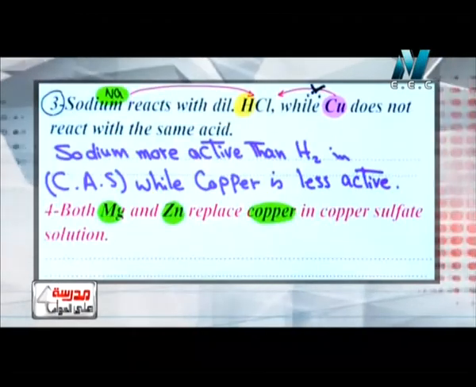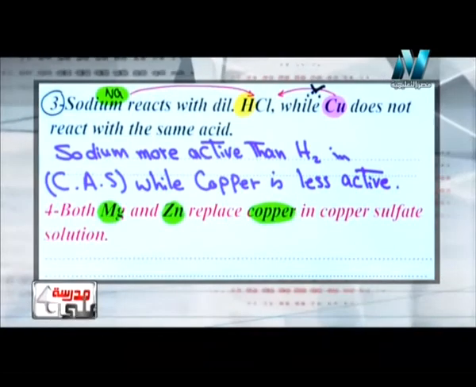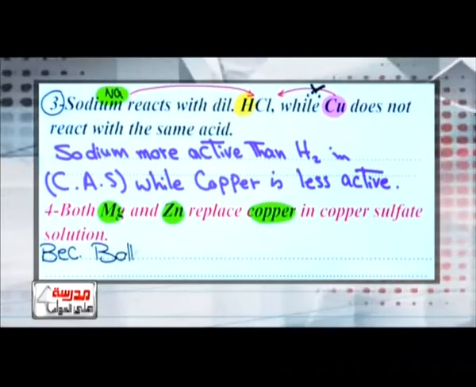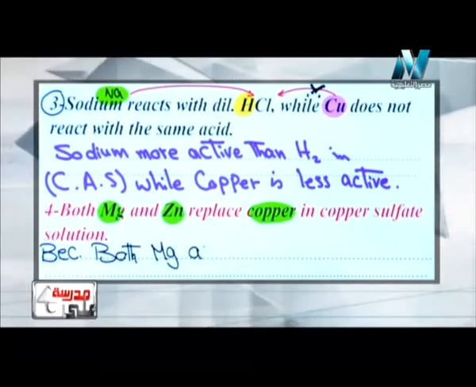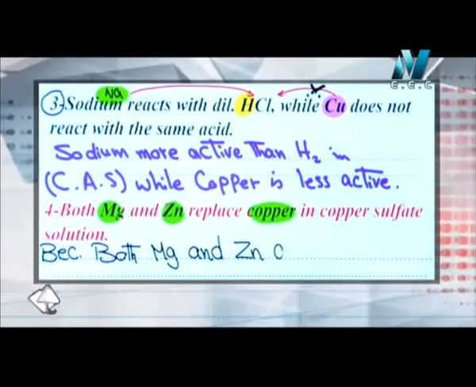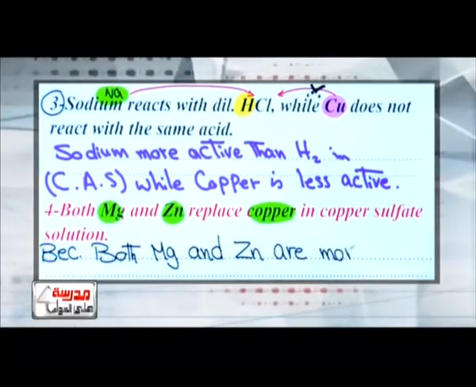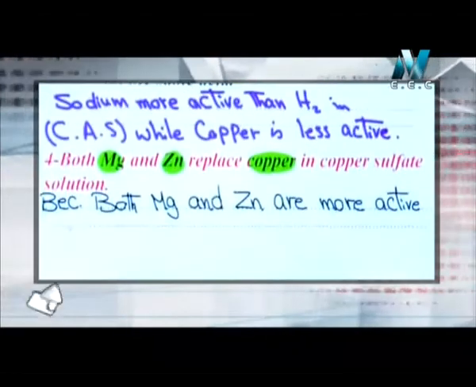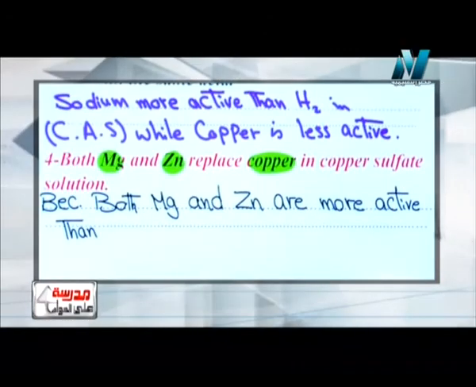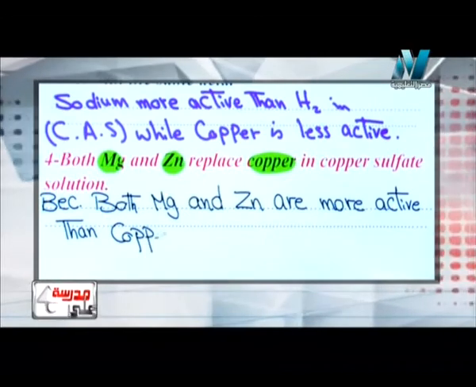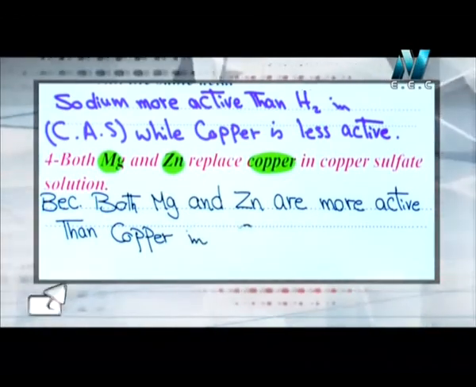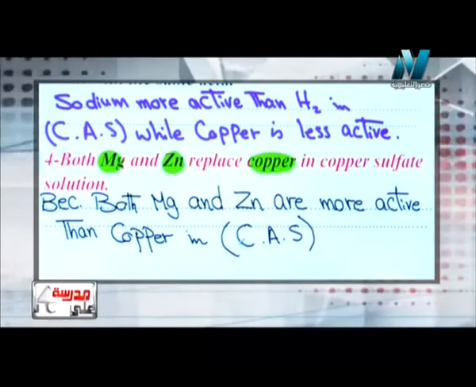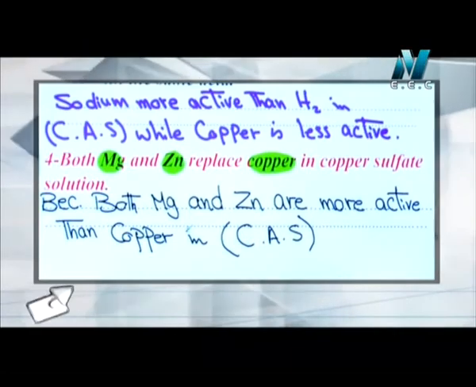So I say: because both magnesium and zinc are more active than copper in the chemical activity series. Both magnesium and zinc are more active than copper in the chemical activity series.